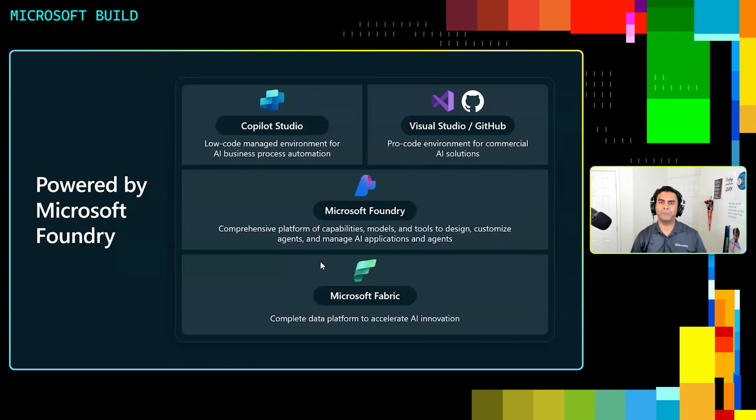So all these three IQs are very, very powerful. Along with that, we also have a fourth IQ, which is Web IQ, for when my information is on the internet and, for one of the agents, I would like to get some insight from the internet.